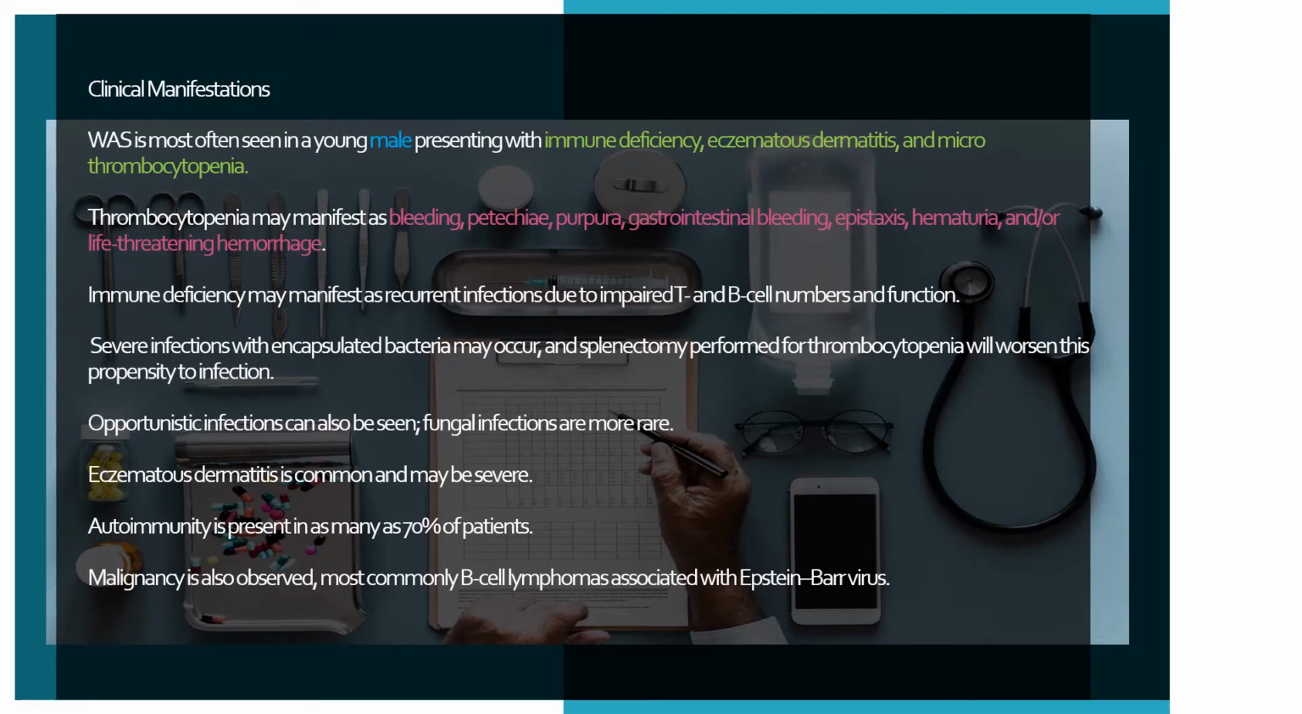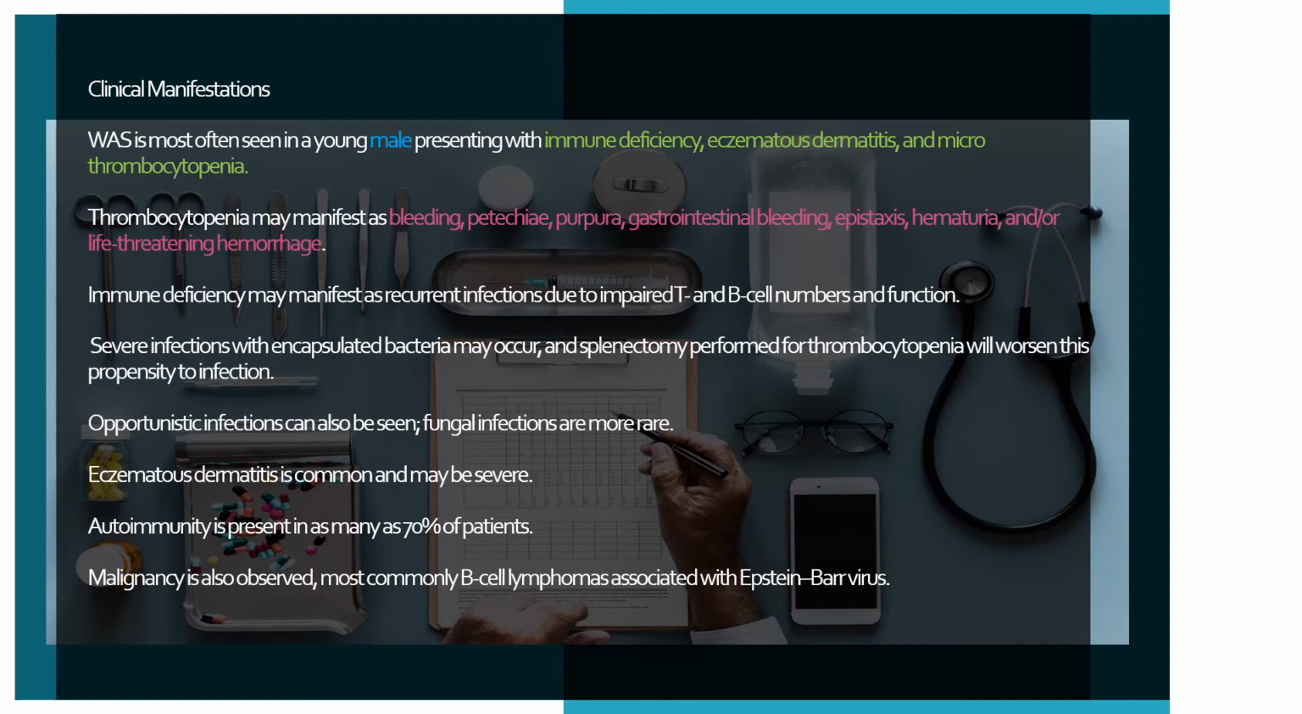Wiskott-Aldrich syndrome is most often seen in young males presenting with immune deficiency, eczematous dermatitis, and microthrombocytopenia. Thrombocytopenia may manifest as bleeding, petechiae, purpura, gastrointestinal bleeding, epistaxis, hematuria, and or life-threatening hemorrhage. Patients may also present with immune deficiency that may manifest as recurrent infections due to impaired T and B cell numbers and function. Severe infections with encapsulated bacteria may occur, and splenectomy performed for thrombocytopenia will worsen this propensity to infection.